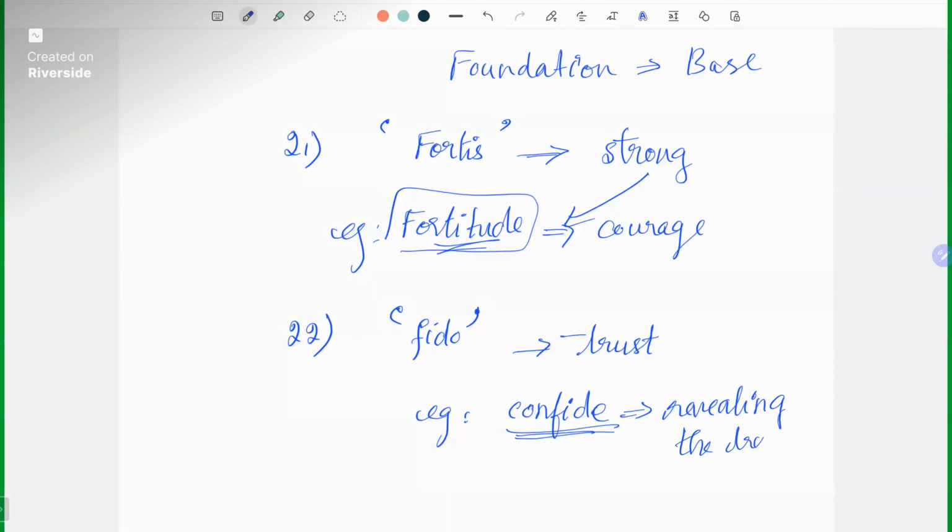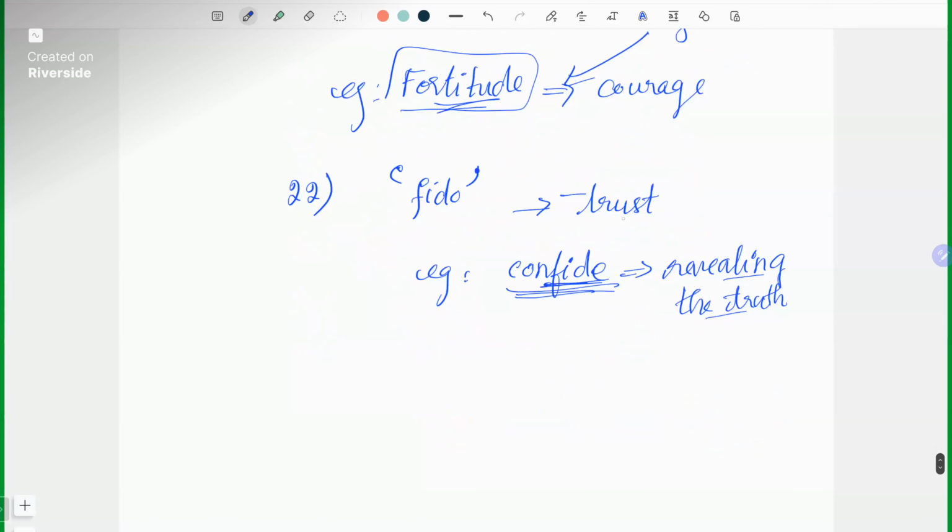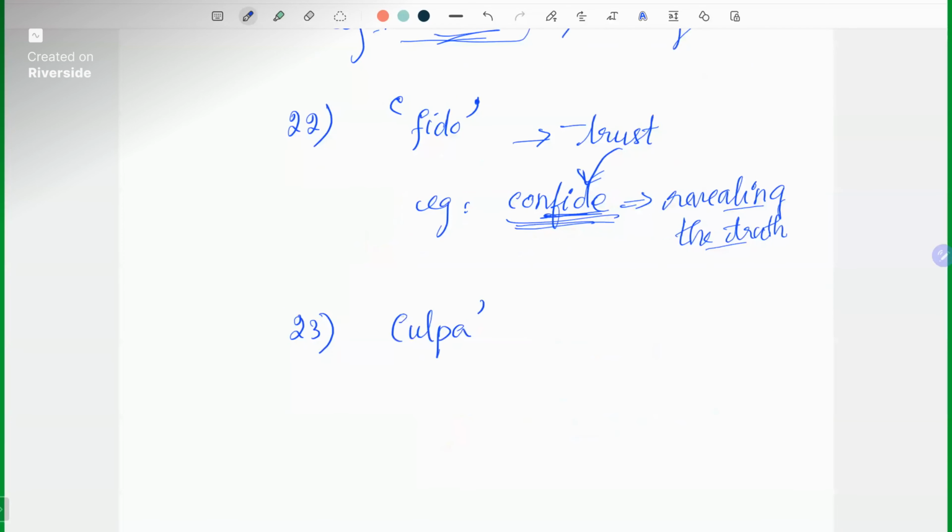I confided in him, that means I went and told him the truth. That is confide, something which involves revealing a truth. We discussed this root word yesterday. Culpable, we saw it in synonyms. What related word do we know? Culprit. A culprit is someone who is guilty, who has made the mistake. The same meaning we can apply to this word.